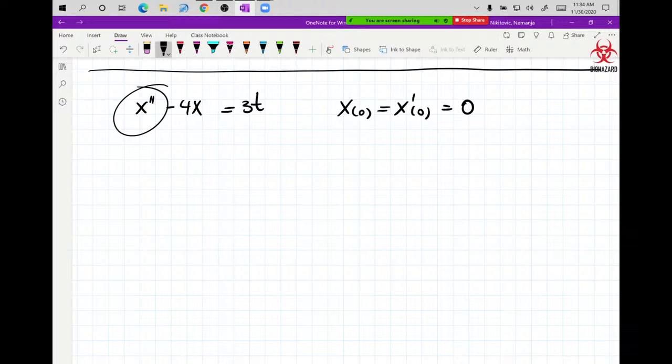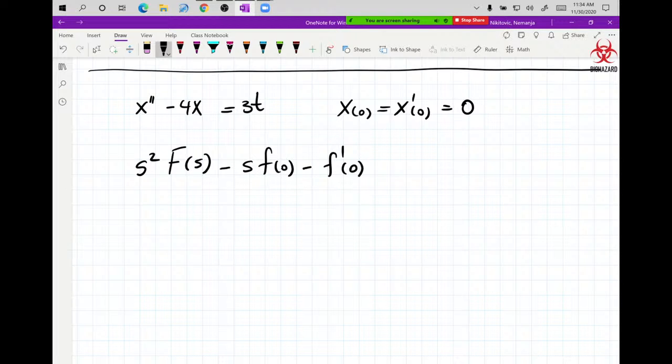We have a second derivative here, and we need to do the transform for the second derivative. Now, the second derivative transform is s squared F of s minus s f of 0 minus f prime of 0. And then we don't have the first derivative, and then we have minus 4F of s equals, and now I need to transform 3t, which will be 3 over s squared.